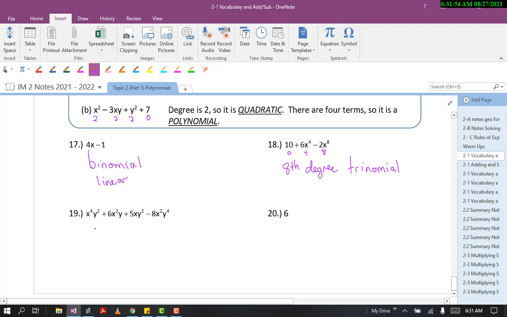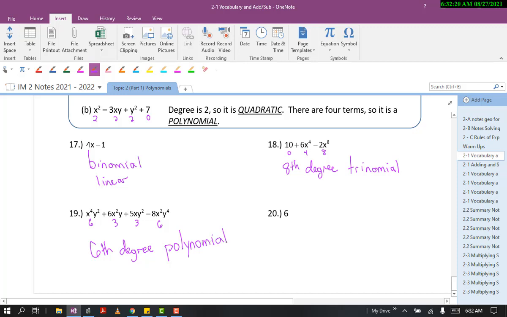We look at 19, find each individual degree of each term, of each monomial. Largest number is 6, so it's 6th degree. No special name for anything after 3. 6th degree, and we have 4 terms. So again, there's no special name after 3 terms. So it is a 6th degree polynomial.